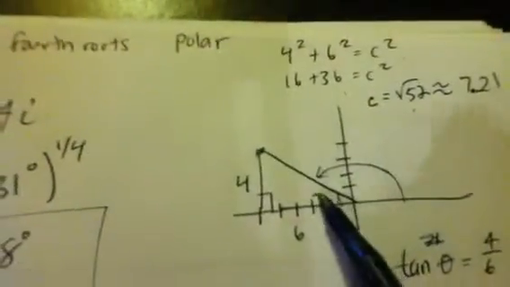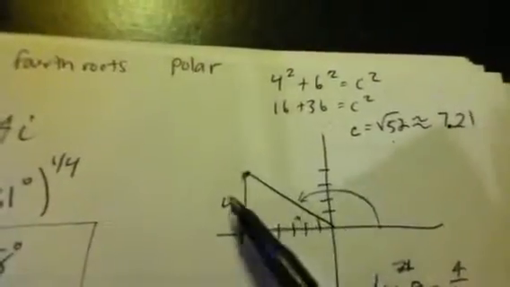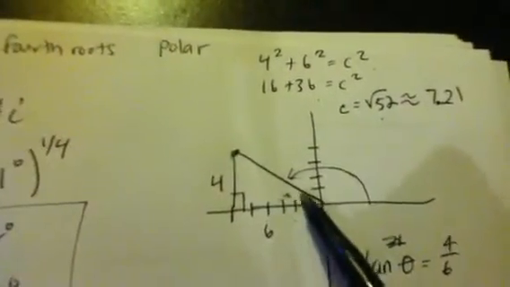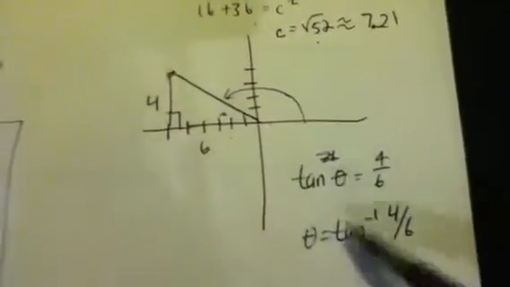Okay, so the angle measure comes from here, but then I'll use inverse tangent to get this angle right here. So tangent is opposite over adjacent. So tangent of theta, if I call that angle theta, is 4 over 6. So to get theta by itself, I want to inverse tangent both sides, and I get theta equals inverse tangent of 4/6, which equals, oh, I didn't write it, but I put it in my calculator.